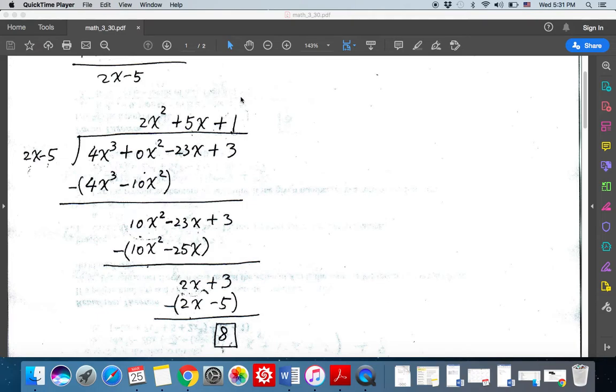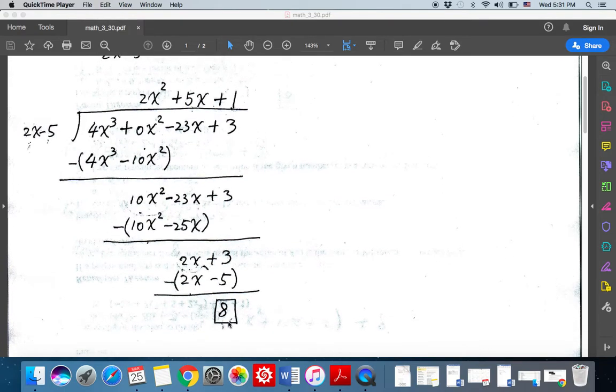That's going to give us 1. And put it on top of the constant term. 1 multiplied with the divisor gives us 2x minus 5, and subtract what we get from the previous results. That's going to give us 8. Now we can stop because the remainder is of lower degree compared to the divisor.